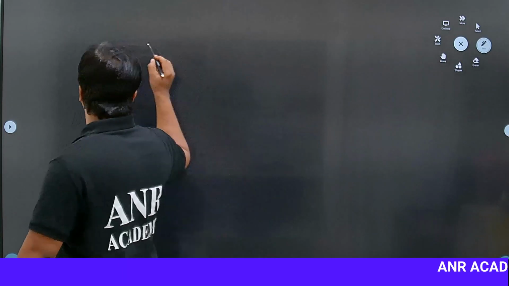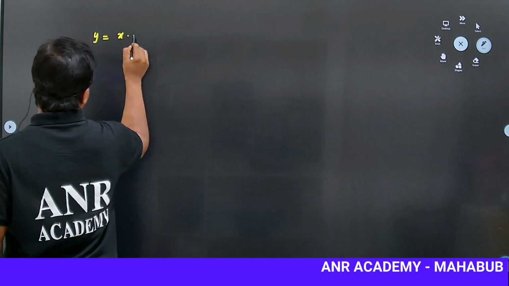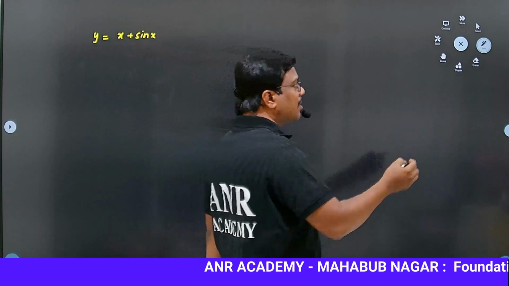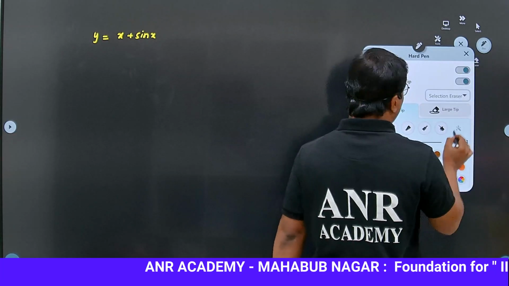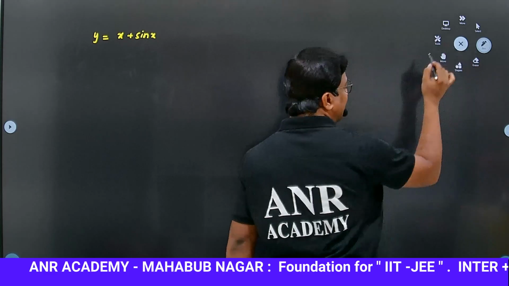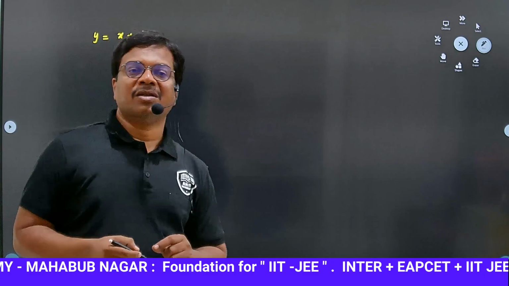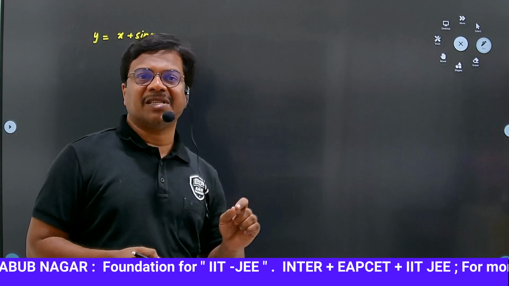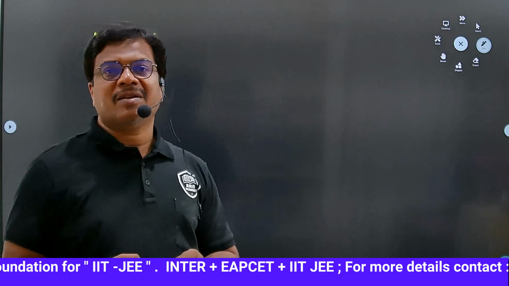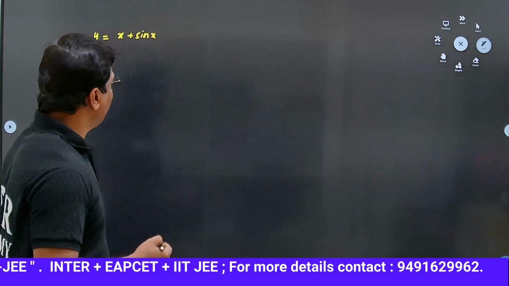Suppose that there is a graph y equal to x plus sin x. You know that to draw the graph of a combination of two functions, first you have to decide its domain. For a combination of two functions, first you have to write the domain of the first function and then the second function. After that, the common domain of both the first and second is the domain of the given y.